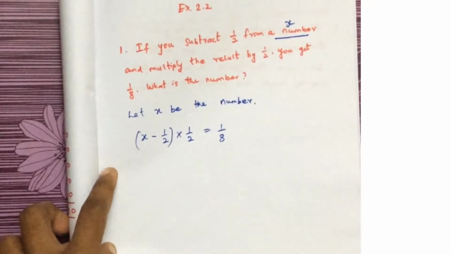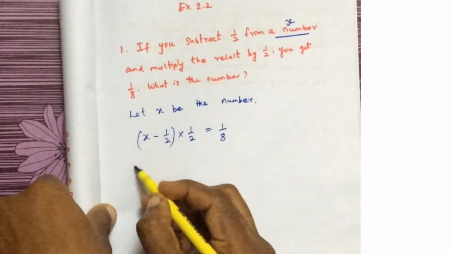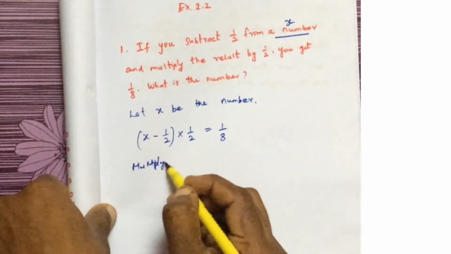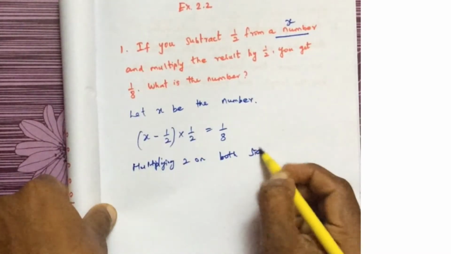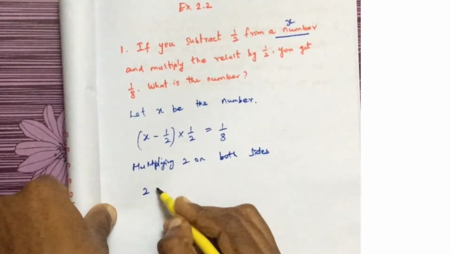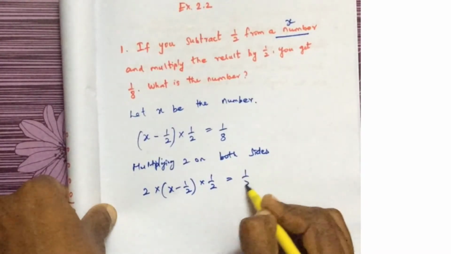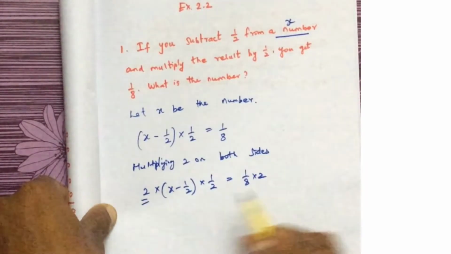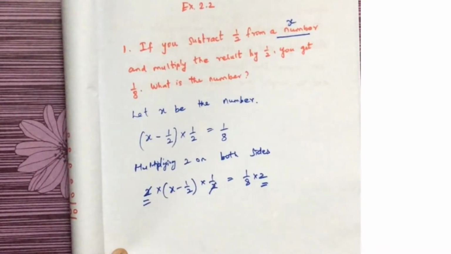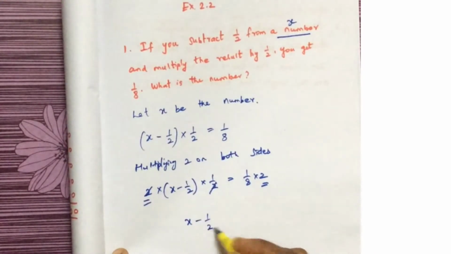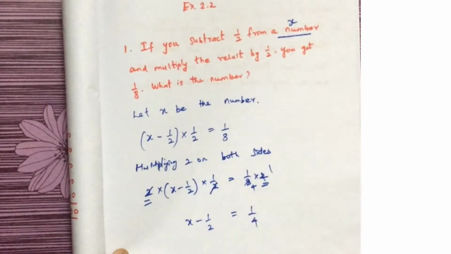There are so many ways we can solve this. One thing is, I want to cancel this 2 here, so what I am doing is multiplying 2 on both sides. So 2 multiplied by x minus 1 by 2 multiplied by 1 by 2 equal to 1 by 8 multiplied by 2. This 2 is multiplied on both sides. Now this 2 and this 2 will get cancelled, which gives x minus 1 by 2 equal to, here 2 1s are 2, 2 4s are 8, 1 by 4.